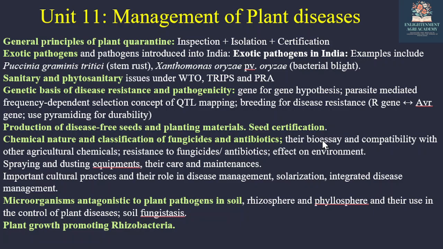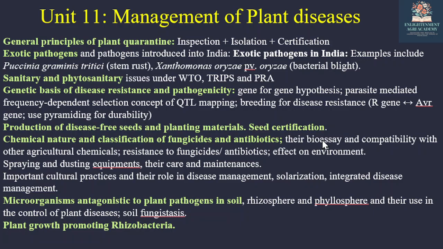The important cultural practices and their role in disease management. Solarization: what is meant by solarization? What is meant by integrated disease management? In integrated disease management, we use the cultural method, the mechanical method, the chemical method, and the biological method. So firstly, the objective of integrated disease management is that the disease will not come before maximum infestation. Control disease below the threshold level. That is the main purpose of integrated disease management.